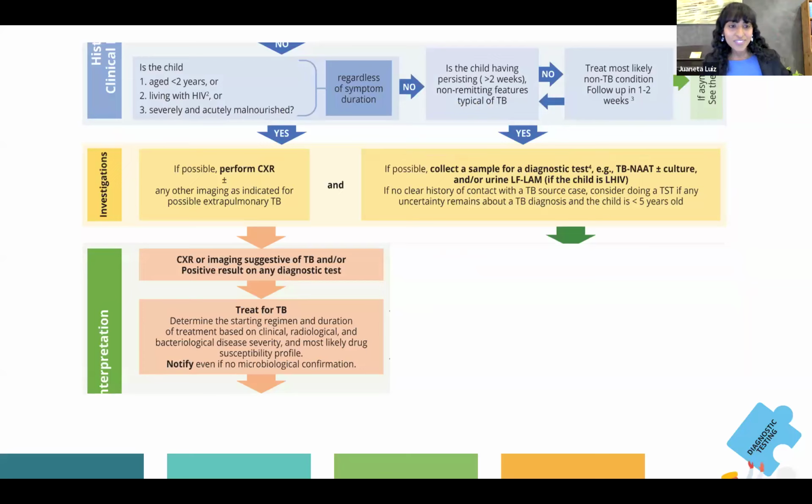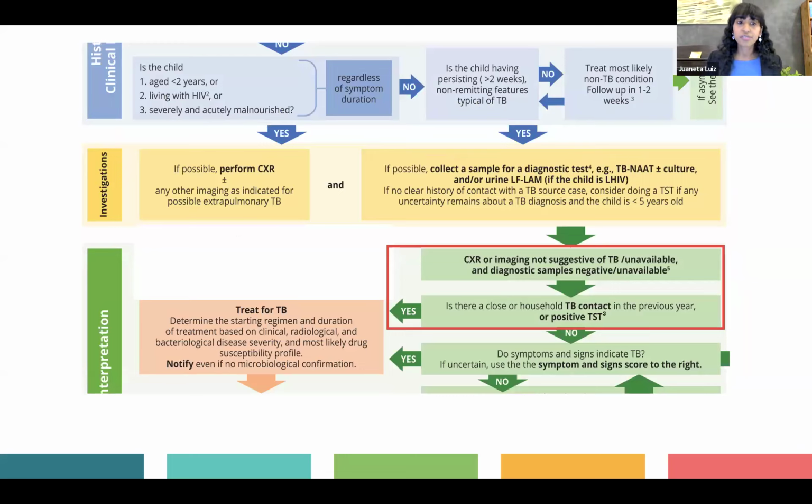Okay, so now you've done your history and exam, your investigations, and now we go on to interpretation. So obviously, if the chest X-ray is suggestive for TB, and obviously if you get a positive result on a diagnostic test, including LAM, you can now treat for TB. But what do you do if the X-ray is normal or the testing is negative, or you don't have any of these things available? Then you can ask yourself this question: is there a close household TB contact for this child? And do I think that this child has TB?